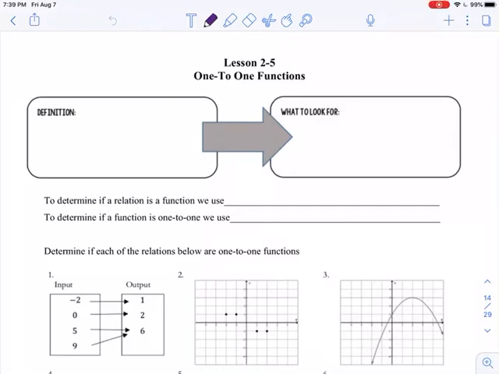Hi Algebra 2 class, this is Unit 2, Lesson 5, and the topic today is one-to-one functions. So we're first going to start by writing the definition of a one-to-one function.